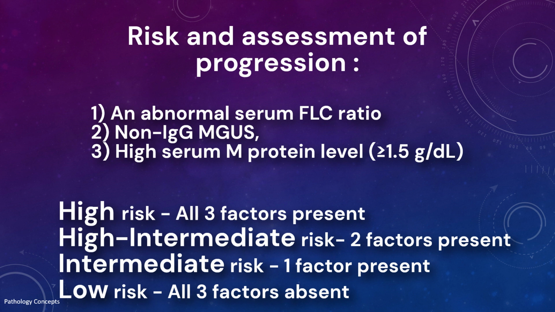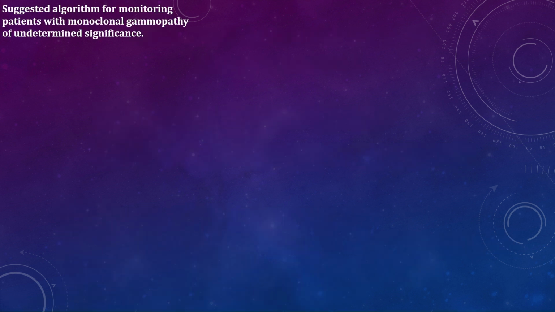High intermediate risk MGUS is present if only two of the factors are present. Low intermediate risk MGUS is present if only one of three factors is present. The absence of all three factors is classified as a low risk MGUS. This is the suggested algorithm for monitoring patients with MGUS.